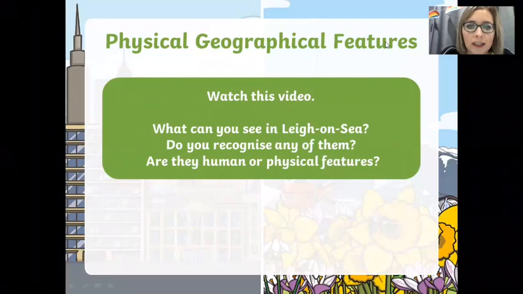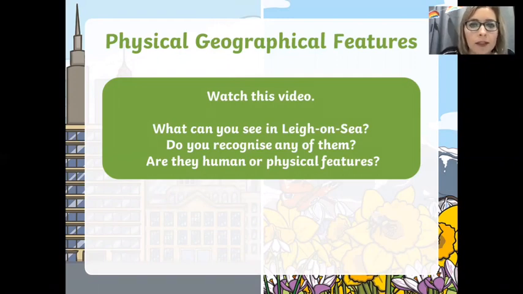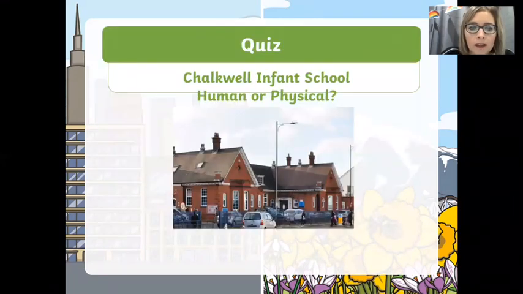How did you get on? Did you find any of the places that you recognised? Did you name them as human or physical features? Let's have a look and see if you can complete my quiz now, knowing what you've learnt so far. So, this is a picture of our school, Chalkwell School. So would that be a human or physical feature in our local area?